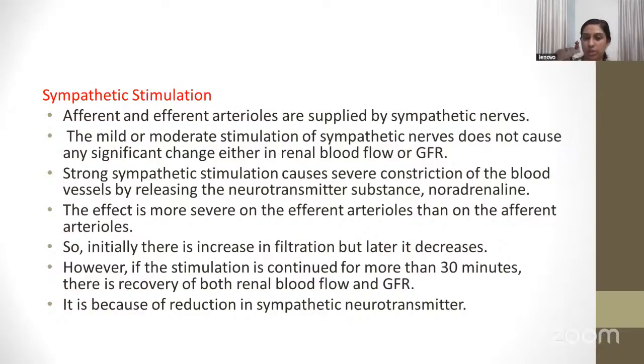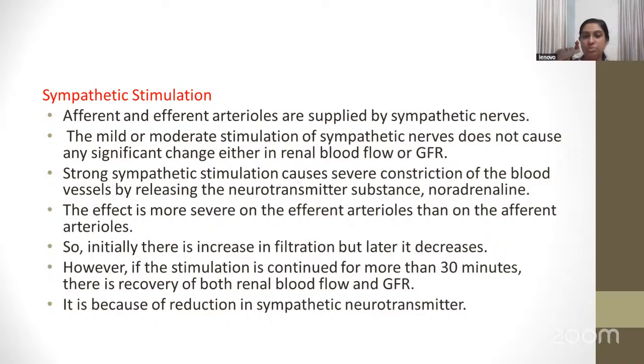Mild or moderate stimulation of the sympathetic nerves usually does not cause any significant change, because it is very important that renal blood flow should not be under the control of the autonomic nervous system. It should be auto-regulated. We know that renal blood flow is auto-regulated, not under the control of sympathetic nerves alone. So mild or moderate stimulation of the sympathetic nerves does not significantly change the renal blood flow or the GFR.